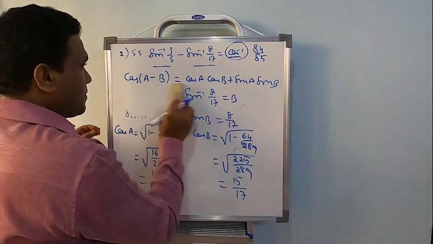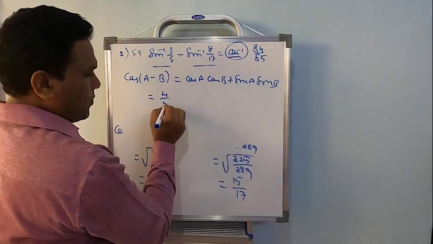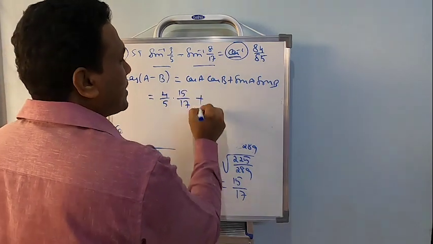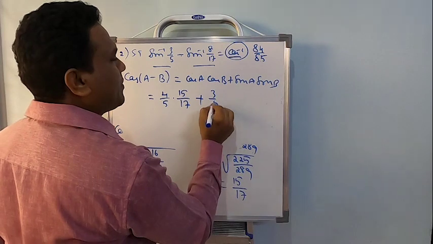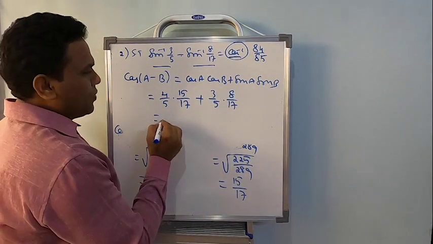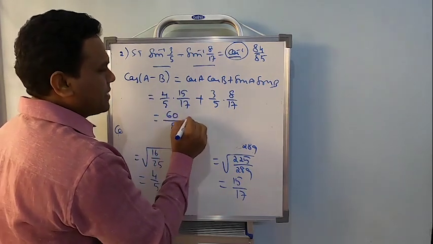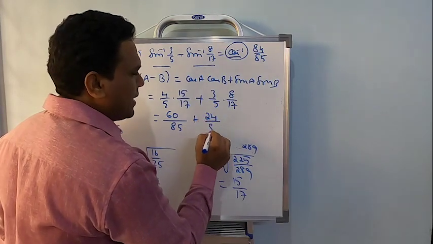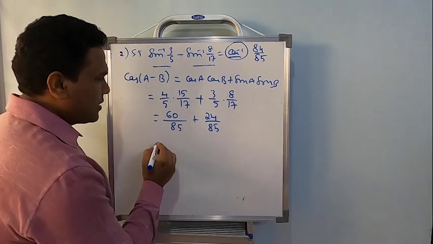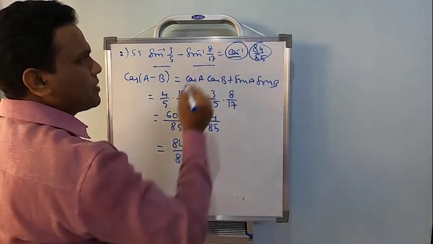I will substitute all the things back in this formula. So cos A is going to be 4 by 5, and cos B will be 15 by 17. Fine. Plus sin A, the value of sin A is going to be 3 by 5, sin B 8 by 17. That's okay, right? Now if I multiply this, the denominator is 85, so it's going to be 60 plus 24 by 85. So further, let me just reduce this. On reducing this further, it's going to be 84 by 85. Look at the value which I needed.